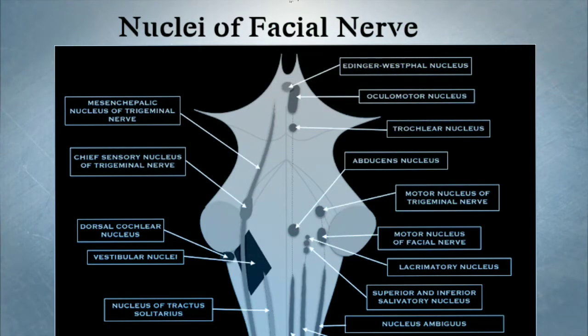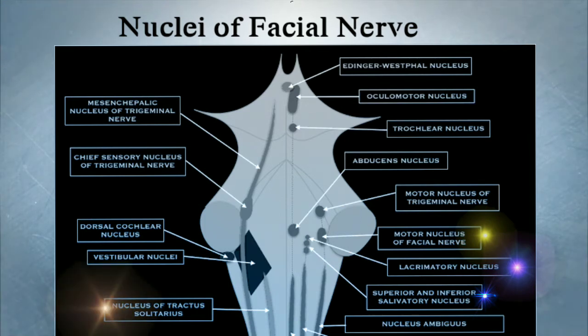Now let's have a look at the four different nuclei of the facial nerve. So the first one is motor nuclei or brachiomotor nucleus. Second is superior salivatory or parasympathetic nucleus. Third is lacrimatory nucleus, which is also parasympathetic. The fourth one is nucleus of tractus solitarius, which is gustatory.